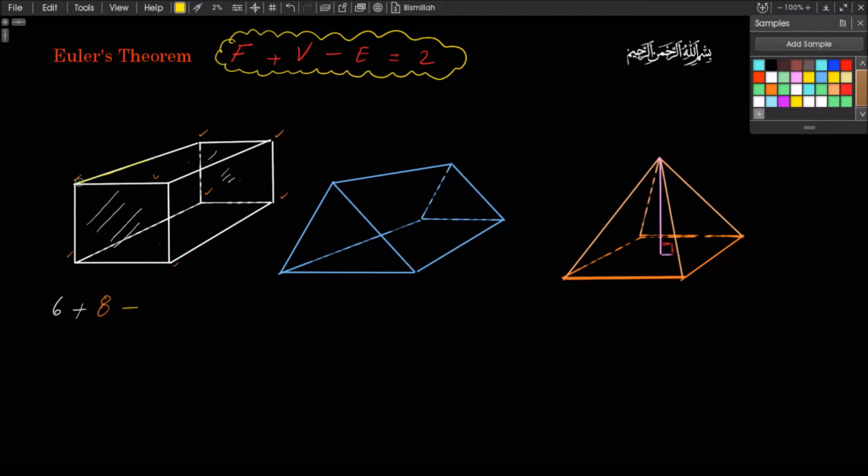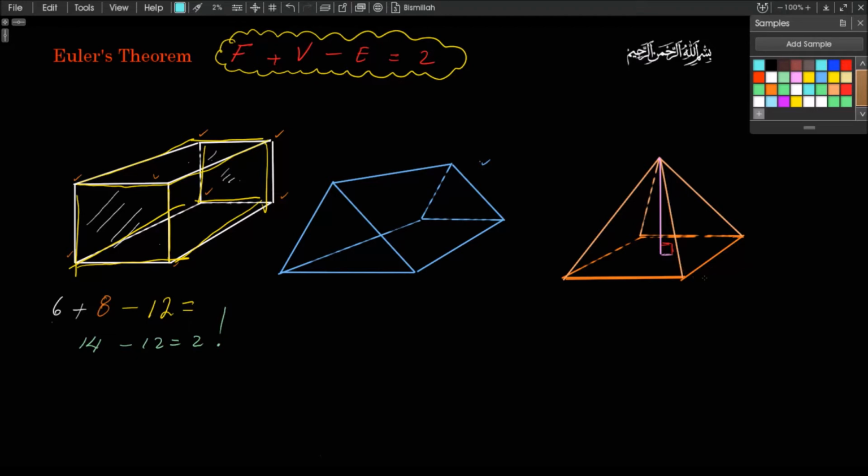Okay, so here's 1, 2, 3, 4. You have to be very careful. You have to do it in some kind of organized fashion. So 5, 6, 7, 8. I got those. 9, 10, 11, and 12. That's 12. Now let's see. 6 plus 8, that's 14. All right, minus 12, and that indeed is 2. Ta-da! So that works. So I'm going to leave this triangular prism for you to do.